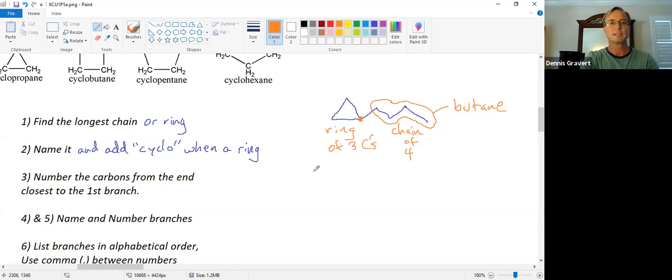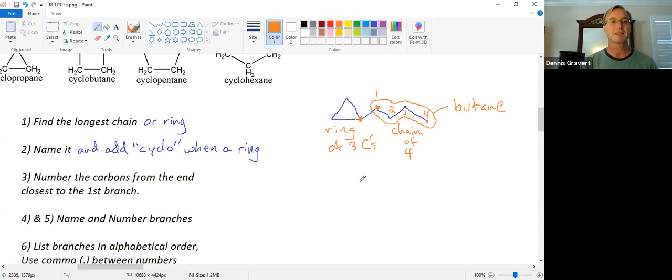All right, so we need to number it from the end of this butane chain. There's a left end over here, and there's a right end over here. Which one is closest to the branch? Yeah, it's a funky branch. This ring is the branch. This is carbon 1. It's closest to that decoration, if you will, on butane. So we have to number it in this manner, starting on the carbon of the parent closest to our first branch, a ring of 3.